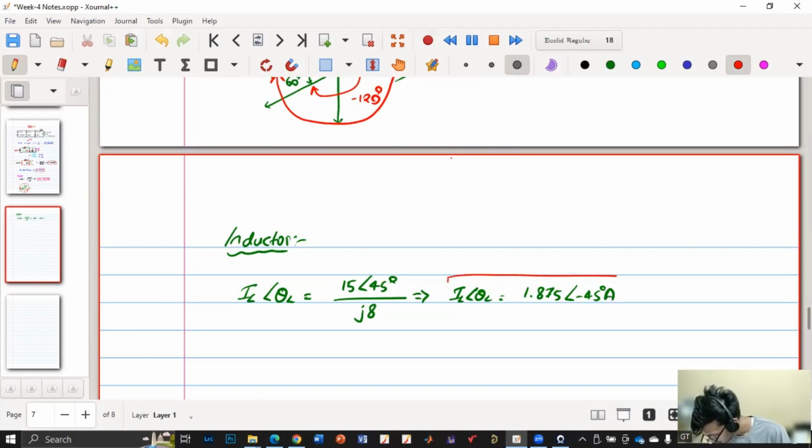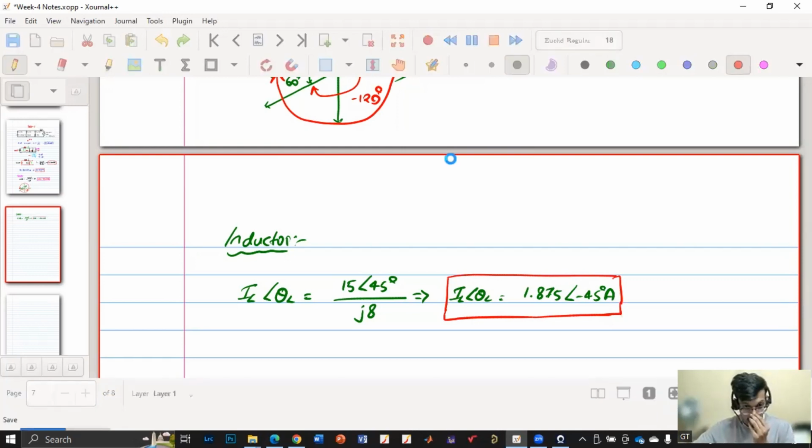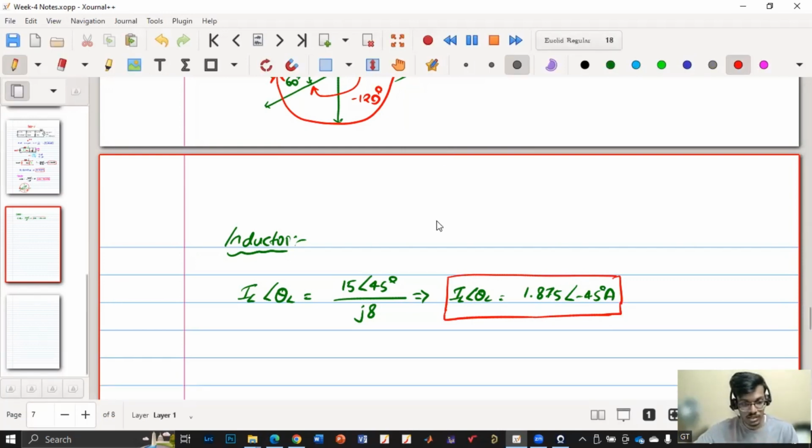If anyone is having any query, you may ask. So we know the voltage across the inductor, which is again 15 angle 45.